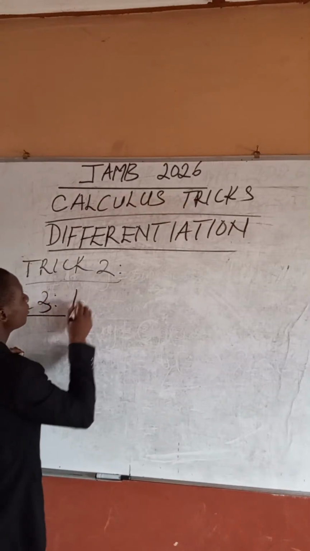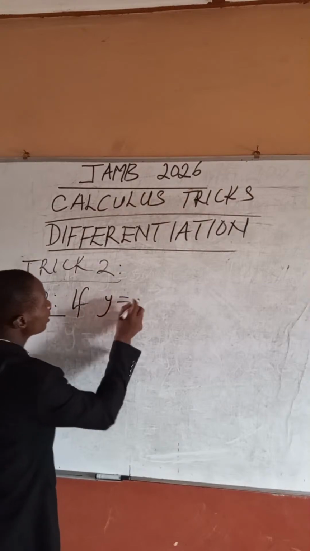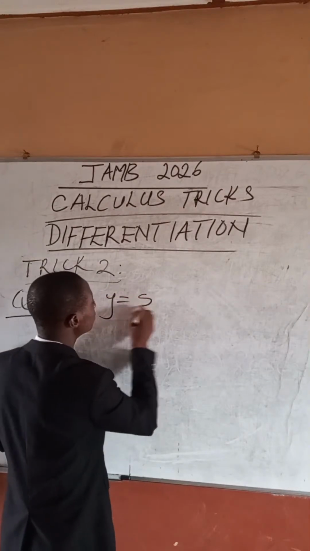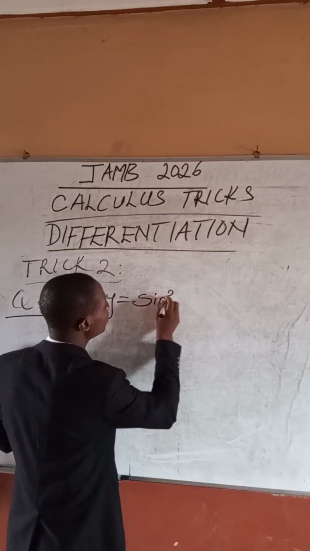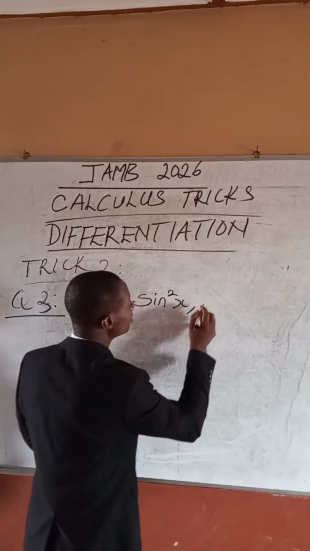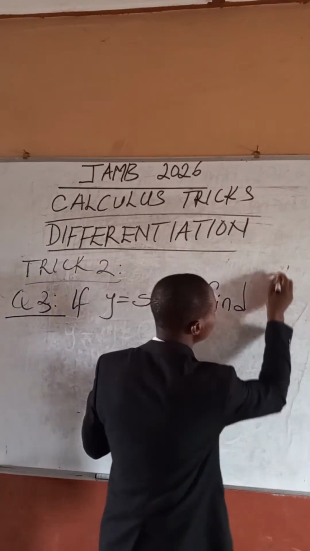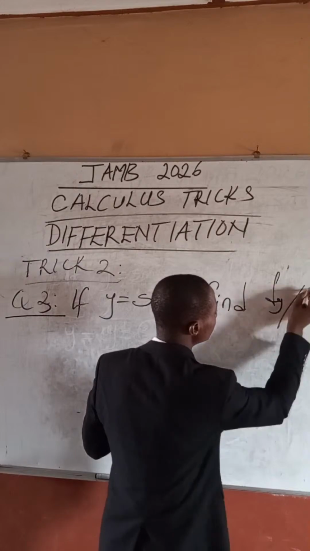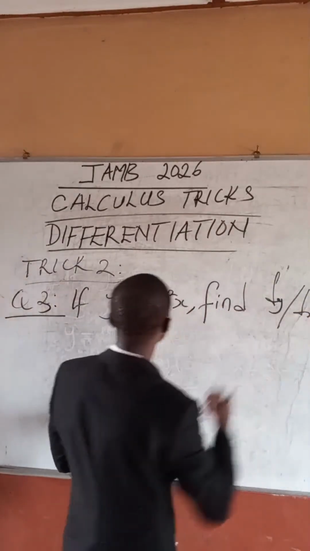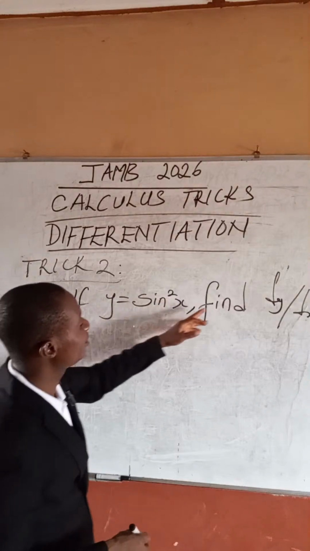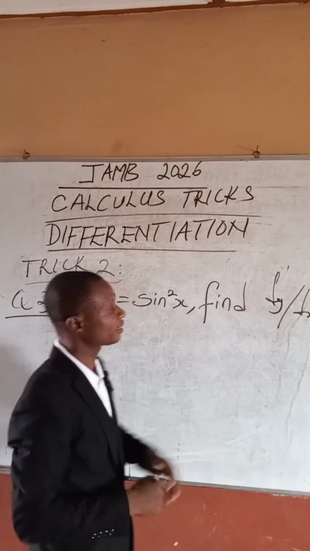If y is equal to sine square x, then find dy/dx. Look at this question. Yes, this is nice, right? If y is equal to sine square x, find dy/dx.